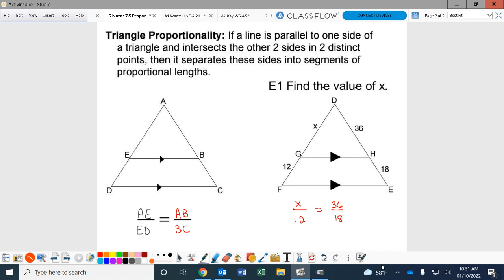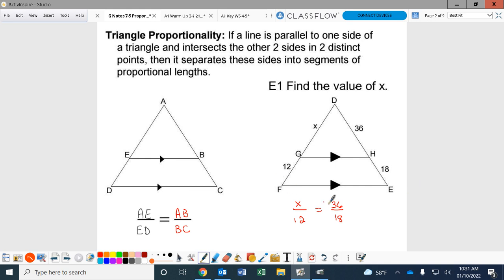Now, just so you know, some people like to go left to right or bottom to top, doesn't matter, right to left. That gives you the same proportion, guys. I could go x over 36 and 12 over 18. X over 36, 12 over 18, gives me the same proportion. You just can't go x over 36 and then 18 over 12. You've got to go the same direction. Whatever you do, if you go this way, then you've got to go down. If you go across, you've got to go across. Whatever you do, you've got to go the same order.